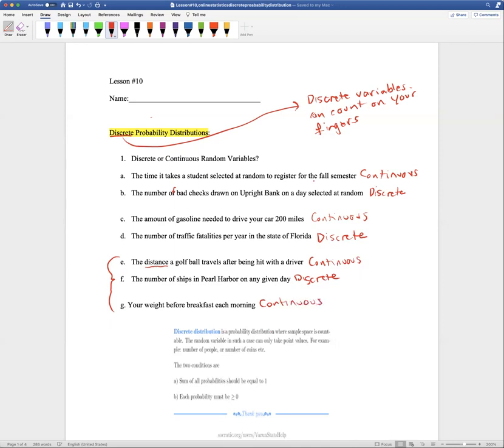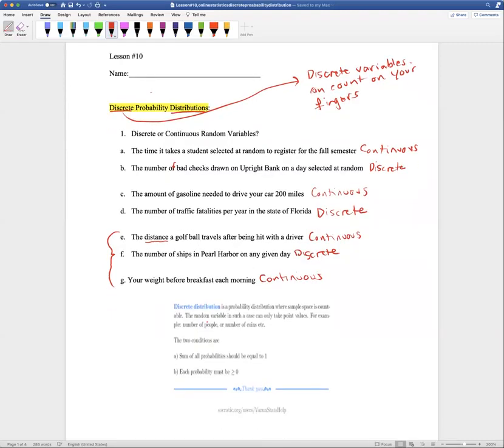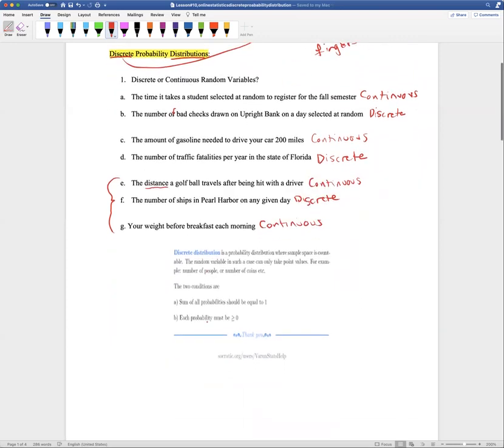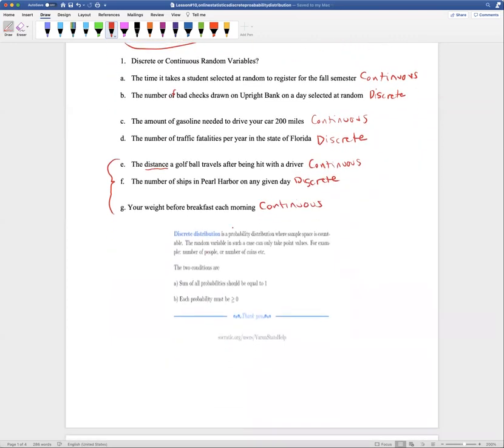And again, they're variables that you can count on your fingers. Let's talk about what a discrete distribution is. And then we're going to talk about how we can assign probabilities to these as well. So a discrete distribution is a probability distribution where the sample space is countable, right? And remember, countable means discrete. We can count it.